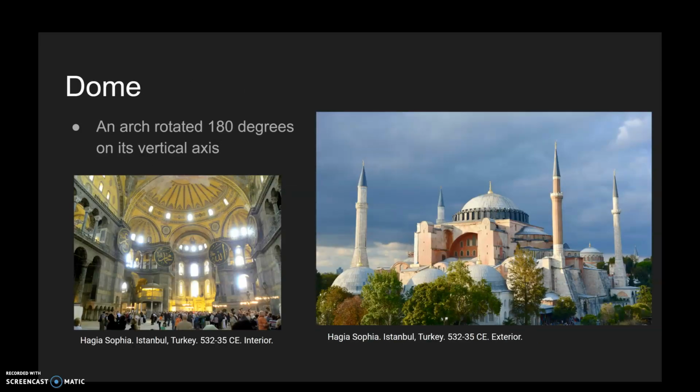The next type of construction that we want to talk about is a dome. When we think about a dome, it's basically an arch that has been rotated 180 degrees, so it goes all the way around. These images here are of one of the most magnificent domes in the world, designed for the Byzantine Cathedral of Hagia Sophia, which means Holy Wisdom, in Istanbul, and it was built in the 6th century.